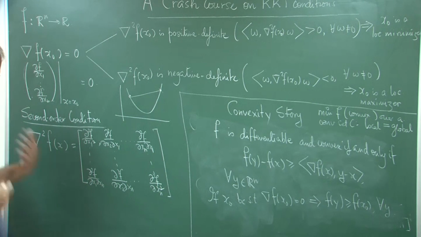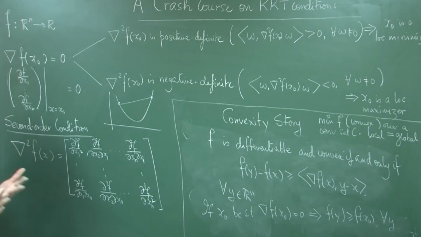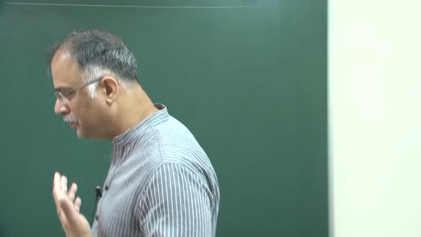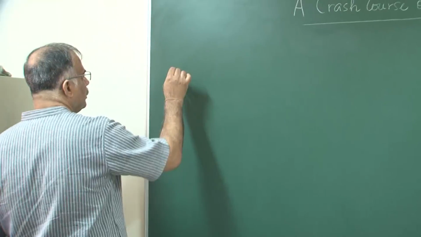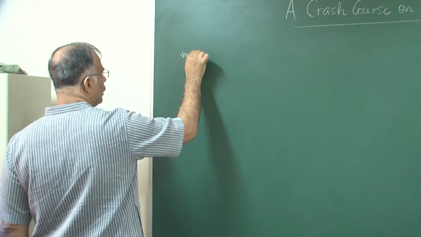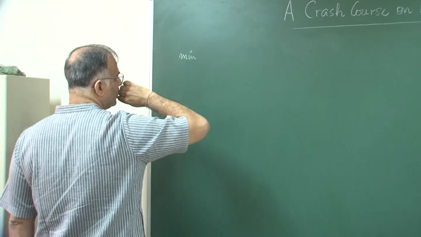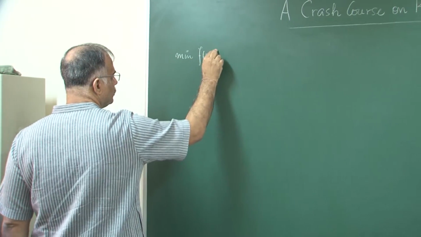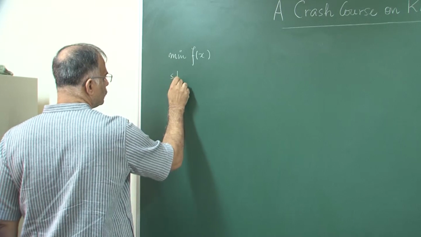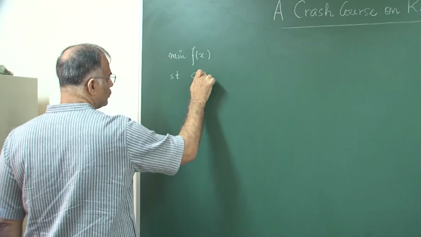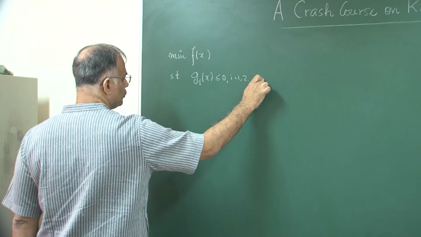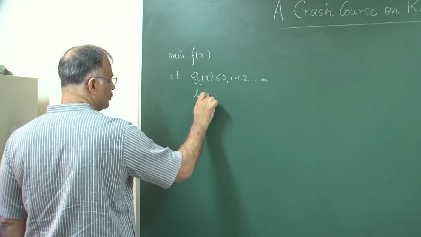So, we will now come to the constraint case and explain what the Karush-Kuhn-Tucker conditions are. As we promised, we will start our discussion on the constrained optimization problem. Here we will not focus on any general structure, but a standard structure. This is the one we had already written down in the last class.